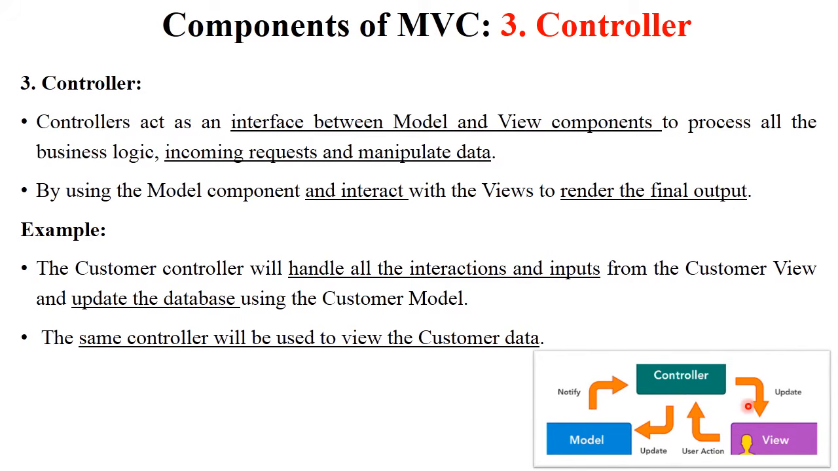See in this diagram, view means customer or user. The user interacts with the database using the controller. Through the database, we will show the result by using the controller. So the controller is the middleware between the model and the view, right?